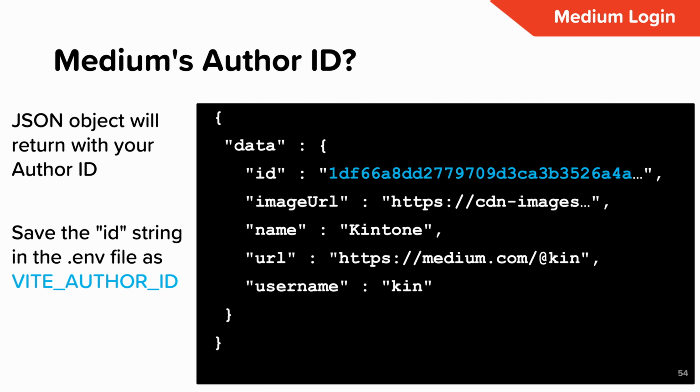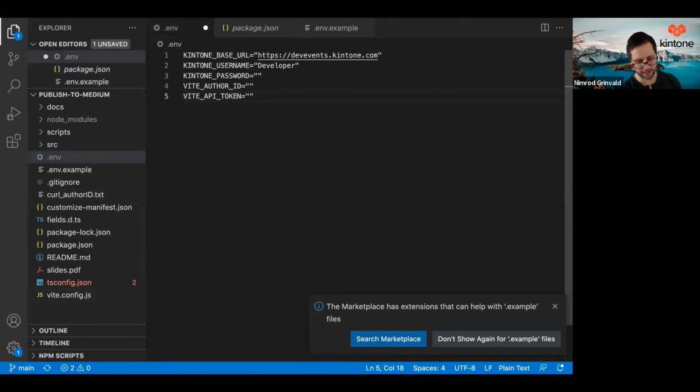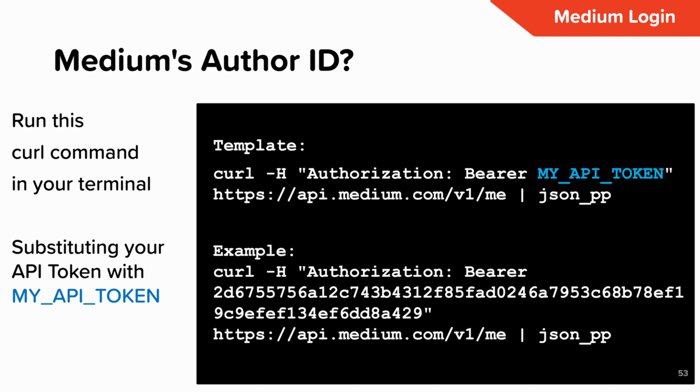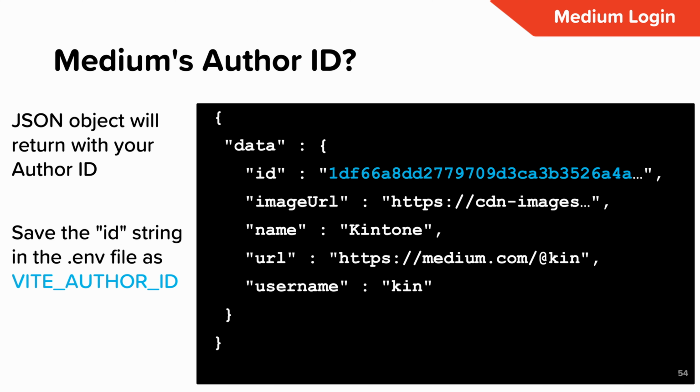You're going to need that ID. Remember, it's quite long. Okay? You will save it as your author ID. Okay? So your password is private. Your API token, you've got it, it's private. Your author ID, you're going to get it from running that curl command, and then grabbing the value of the key called ID in this object.